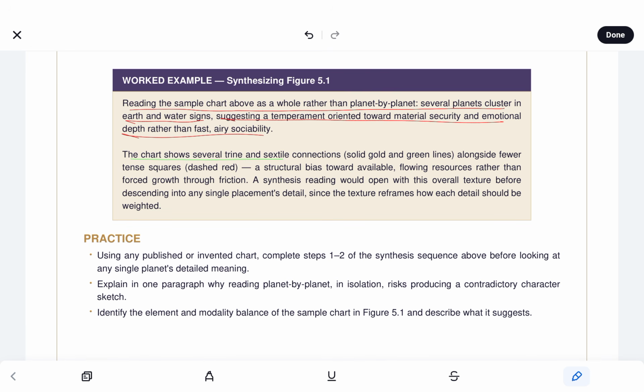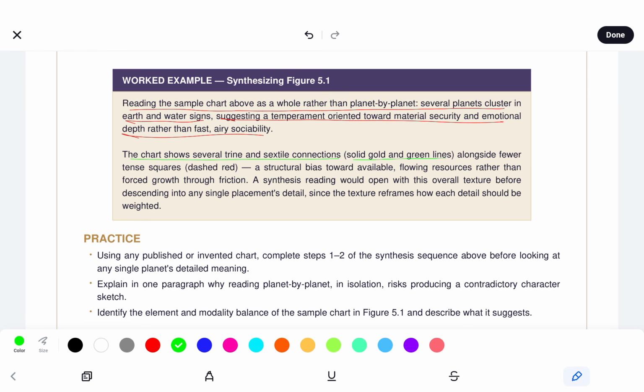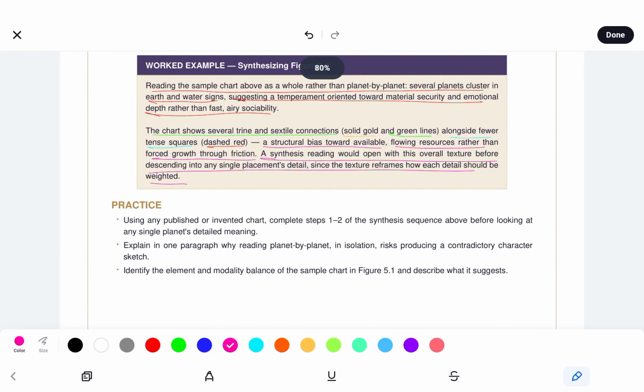The chart shows several trine and sextile connections, solid gold and green lines, alongside fewer tense squares, which are dashed red. A structural bias toward available flowing resources rather than forced growth through friction. A synthesis reading would open with this overall texture before descending into any single placement's detail, since the texture reframes how each detail should be weighted.